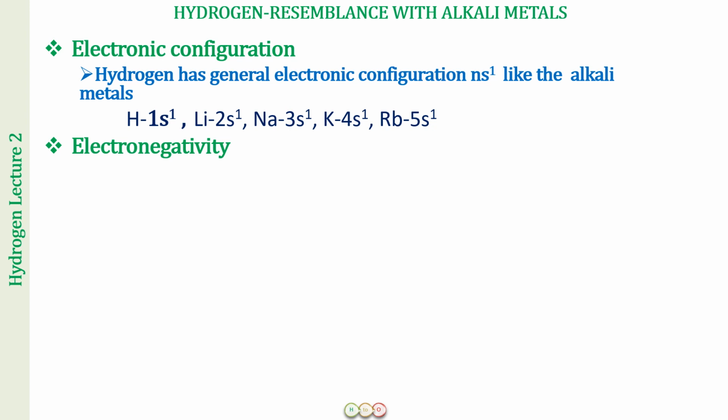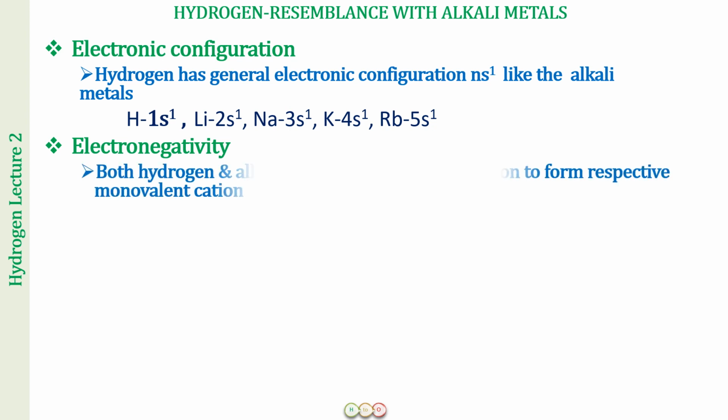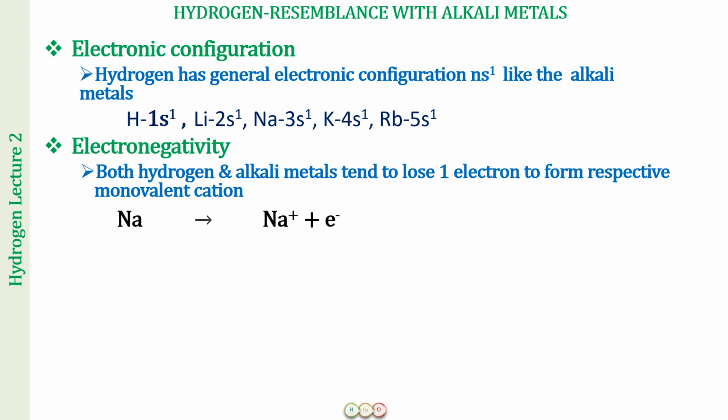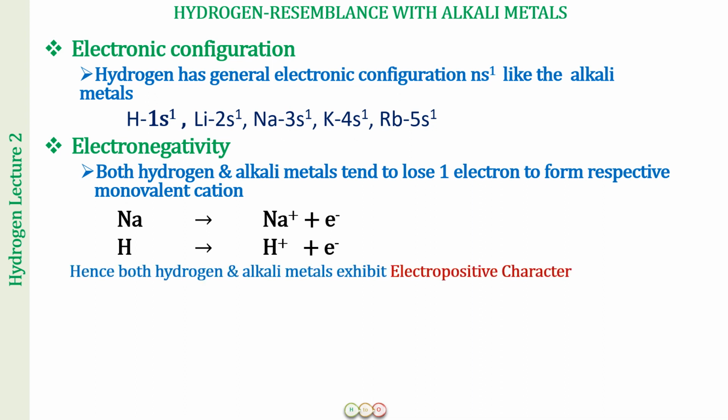The next similarity is the electronegativity. If you look at hydrogen and the alkali metals, all of these have a tendency to lose one electron to form the respective monovalent cation. For example, sodium can lose one electron and form Na+. Similar to this, hydrogen also loses one electron and forms H+. So both hydrogen and alkali metals exhibit electropositive character.